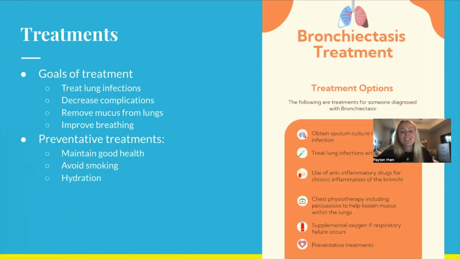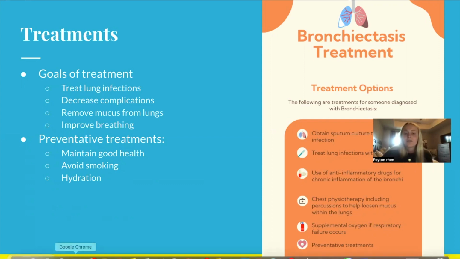Lung infections tend to be a common complication with bronchiectasis, so the goal of the treatment is to treat these infections as well as decrease further complications. The first step after a bronchiectasis diagnosis is to obtain a sputum culture to identify any lung infections. Then we'll treat these with use of antibiotics and anti-inflammatories like bronchodilators. And then a very common form of treatment is chest physiotherapy.